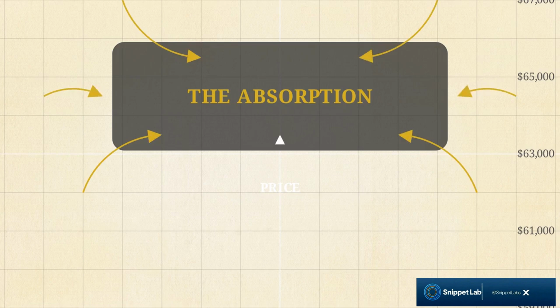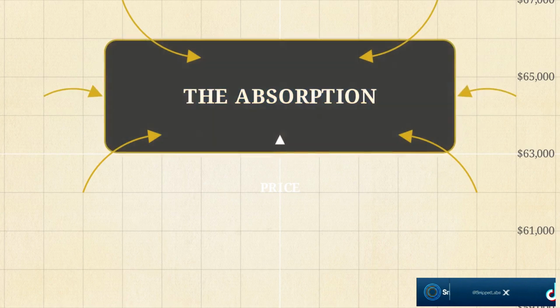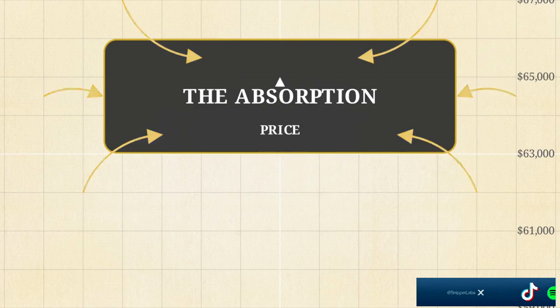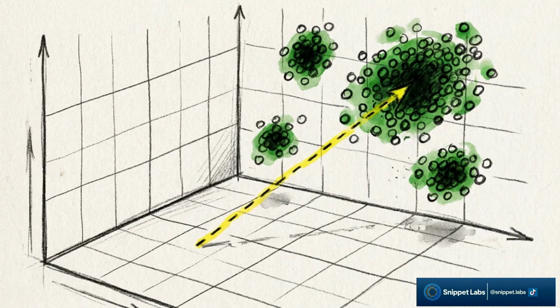This creates a mechanical gravitational pull. Price moves toward the high-leverage clusters because it's the only place with enough volume for large-scale execution. By identifying where these clusters are forming, we can calculate the likely direction of short-term volatility before the move begins.